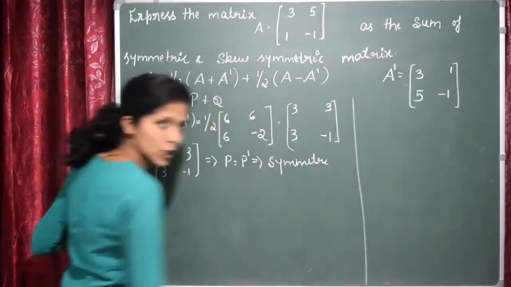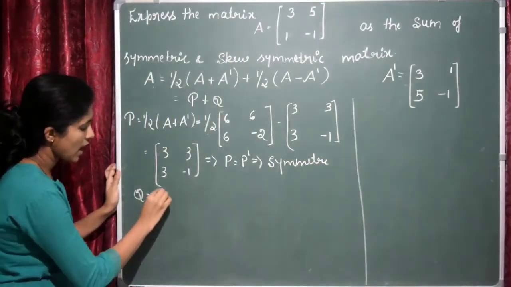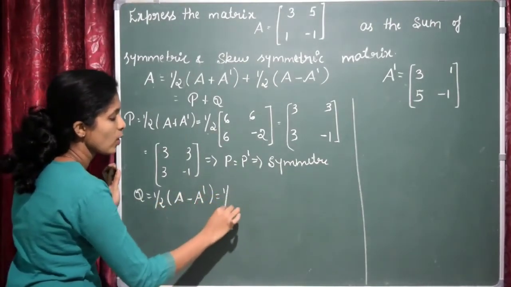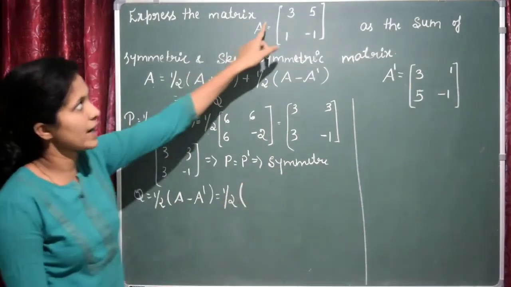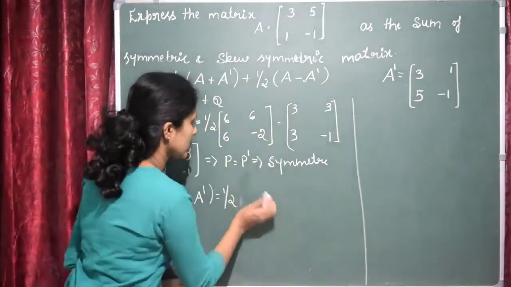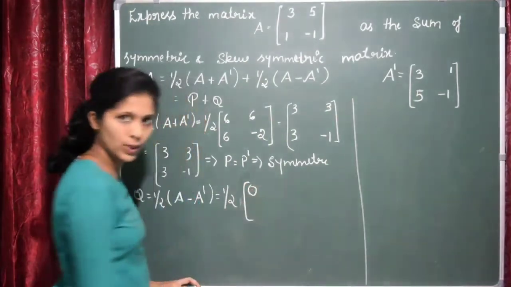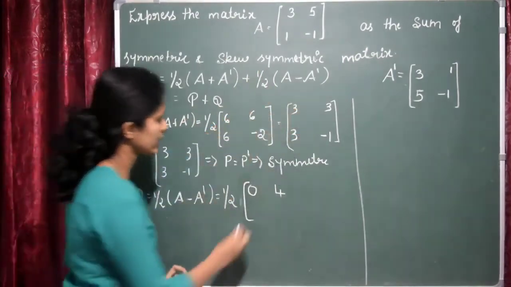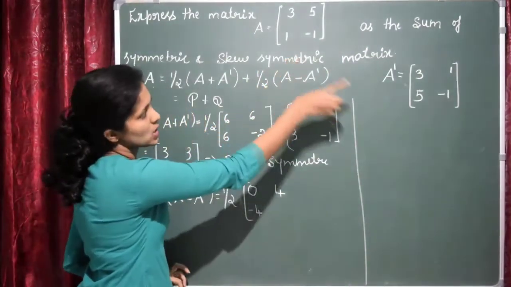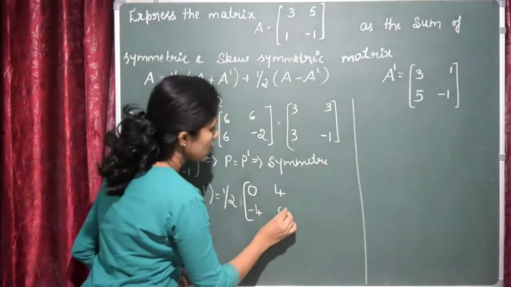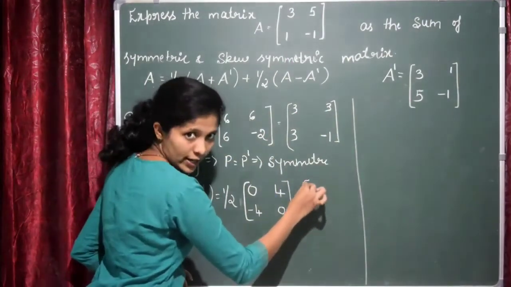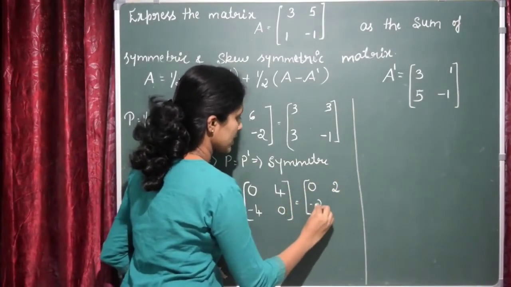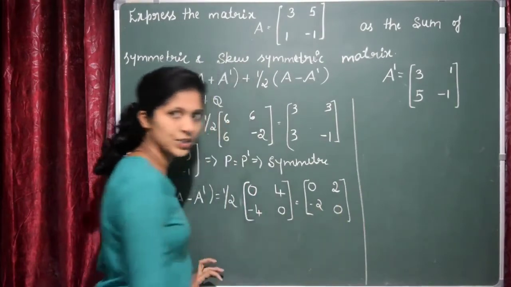Now we will write the Q. What is Q? Q is equal to half of A minus A dash. So we have to subtract. So this will now be half of A minus A dash. Subtract: 3 minus 3 will be equal to 0, right? Because the diagonal element should be equal to 0. Next 5 minus 1 will be 4, and 1 minus 5 is minus 4, and next minus 1 plus 1 will be equal to 0. So this is a matrix. So this one I can write divided by 2. So this will be 0, and this is 2, and this is minus 2, and this is 0. Directly we can say that it is skew symmetric, right?